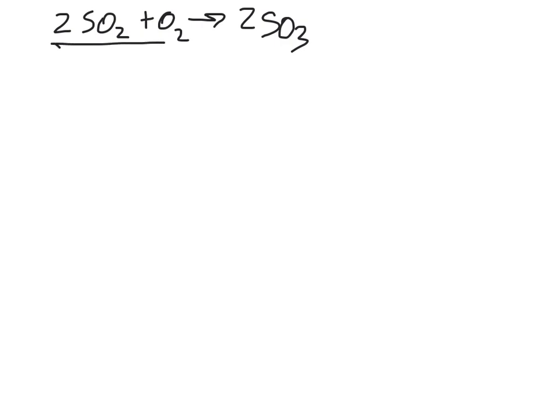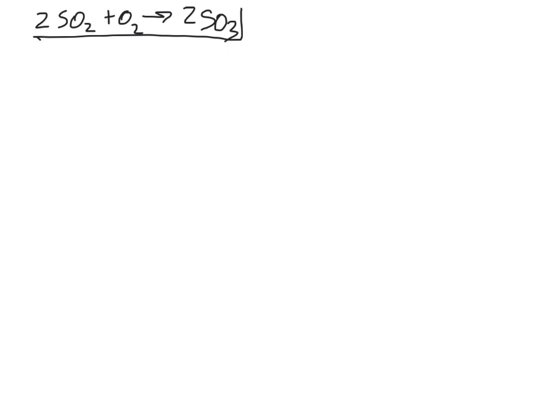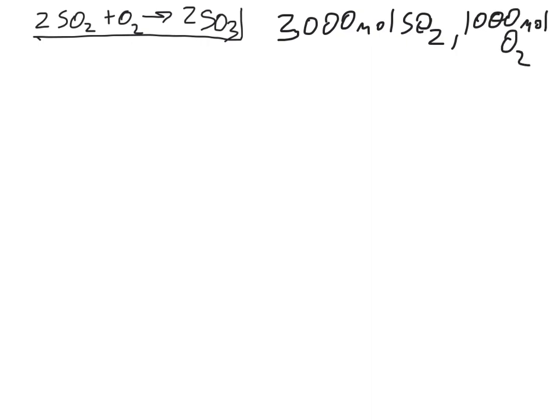So let's look at how we quantify limiting and excess reactants. So 2SO2 plus O2 goes to 2SO3. So that's our reaction right there. And we have this reaction, and again we're going to have 2,000 moles of SO2, and then 1,000 moles of O2. Those are our two reactants. So we can quantify this using fractional excess.